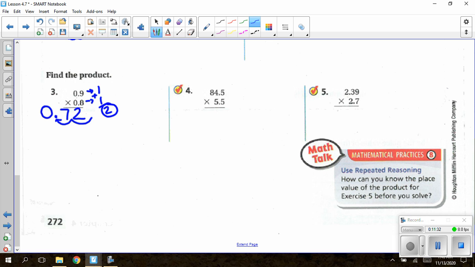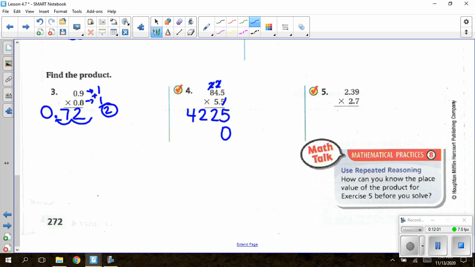For number 4, multiplying like 2 whole numbers, I would have 5 times 5 is 25, drop my 5, carry my 2. 5 times 4 is 20, plus 2 is 22, drop my 2, carry my 2. 5 times 8 is 40, plus 2 is 42. I'm going to cross off everything I'm done with. And now I'm going to drop a 0, and then multiply the next 5 out.